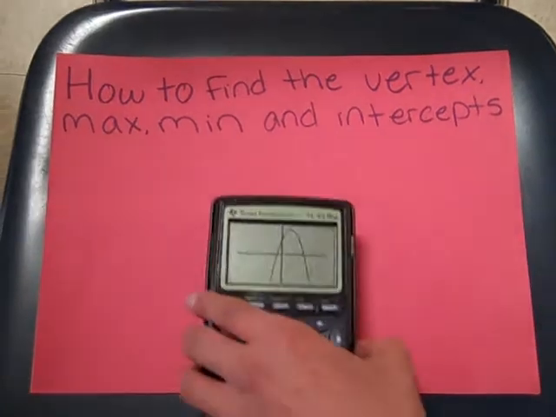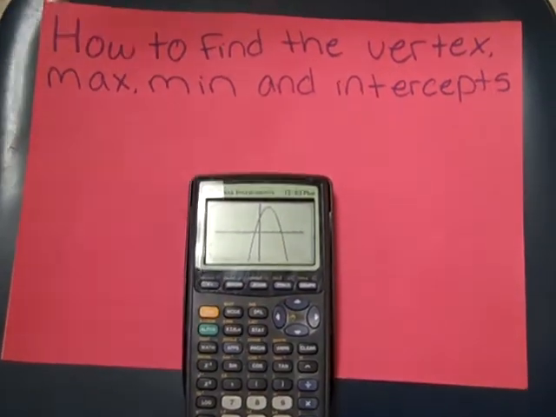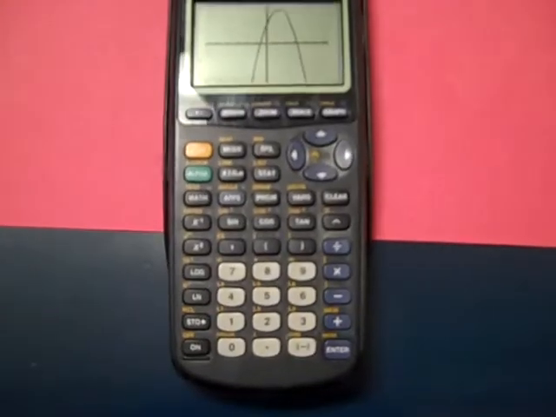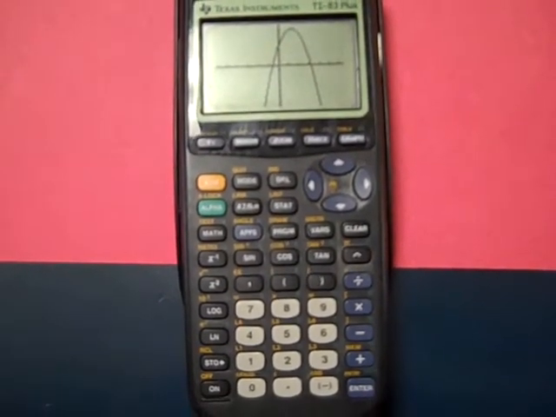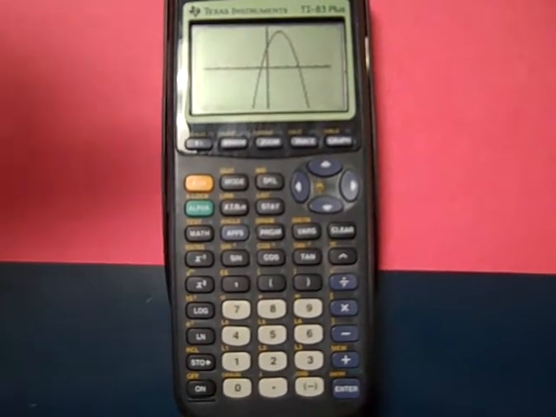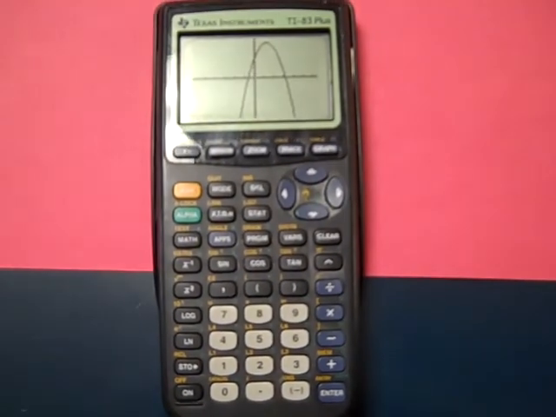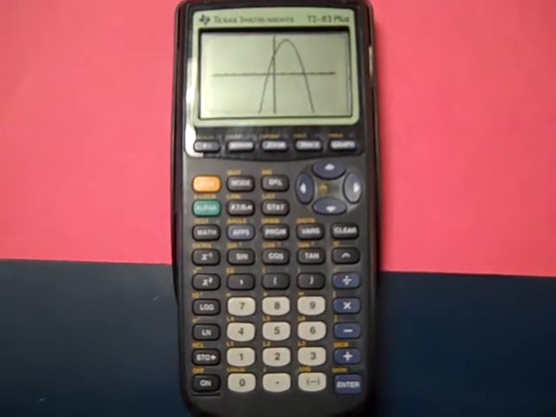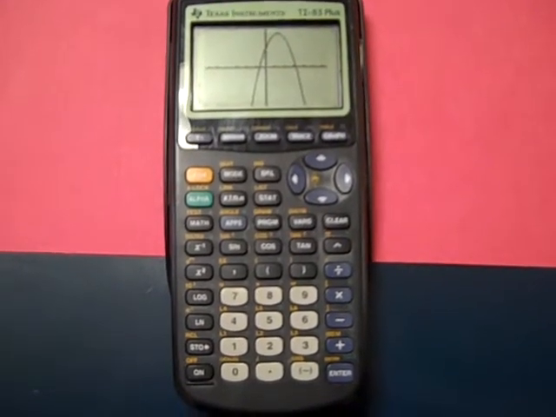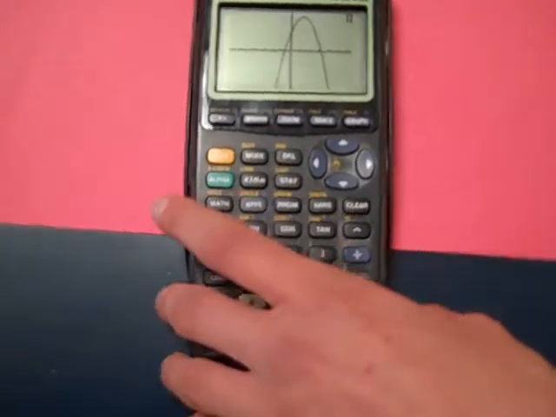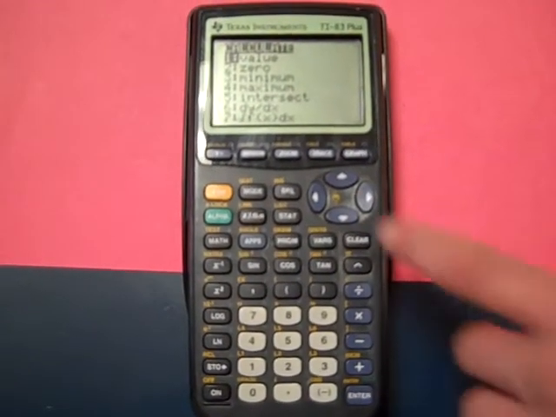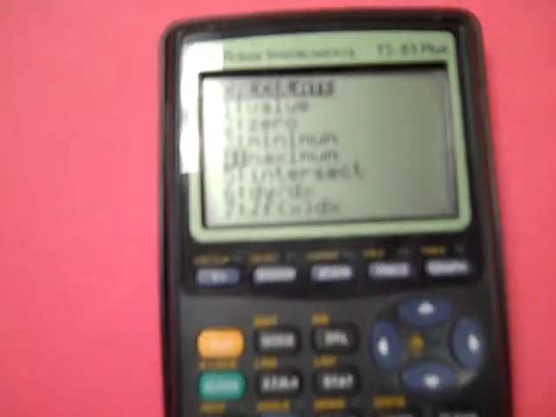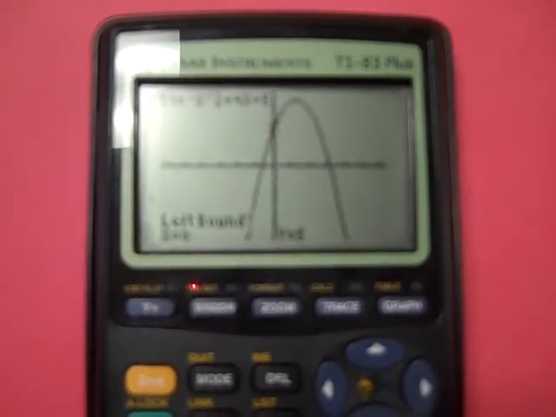Now I'm going to teach you guys how to find the vertex and the maximum and minimum value. So, in this graph, as you can see, since the vertex is at the top, we're going to try to find a maximum value. What you're going to need to do is hit second, then the trace button, and look for the number that says maximum beside it, which is number 4. So click on number 4.